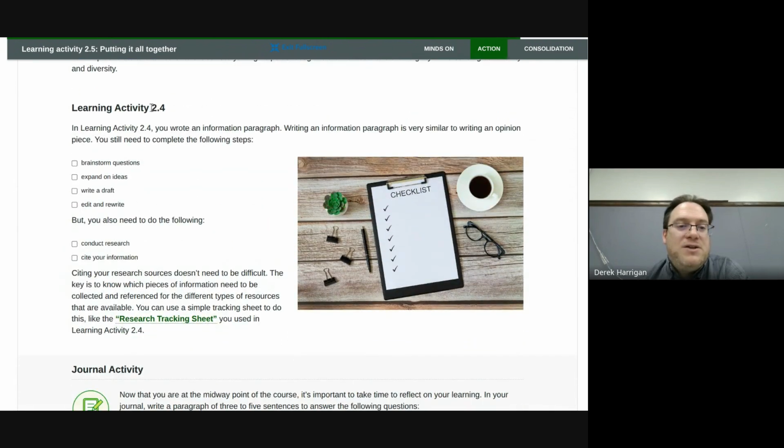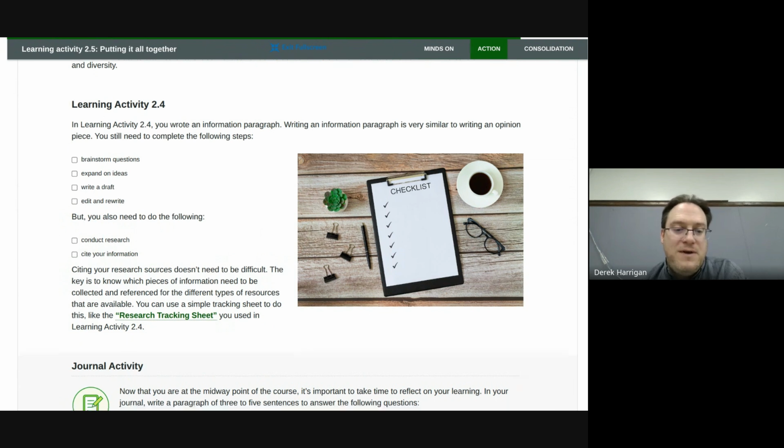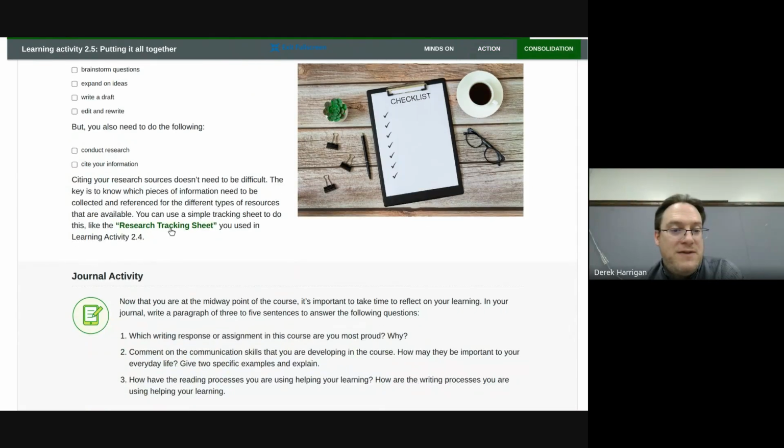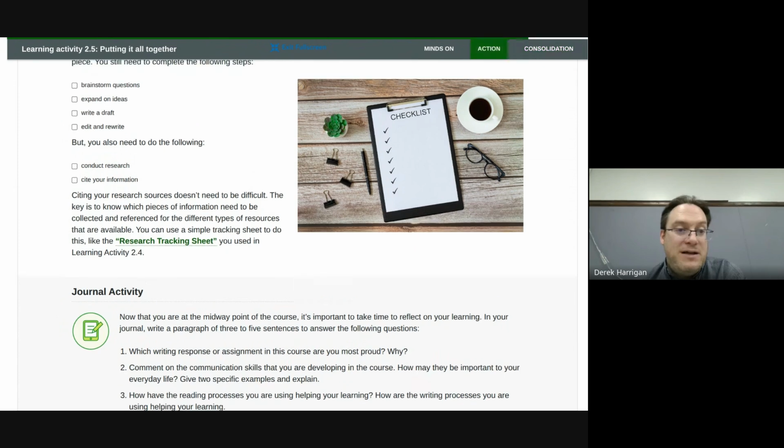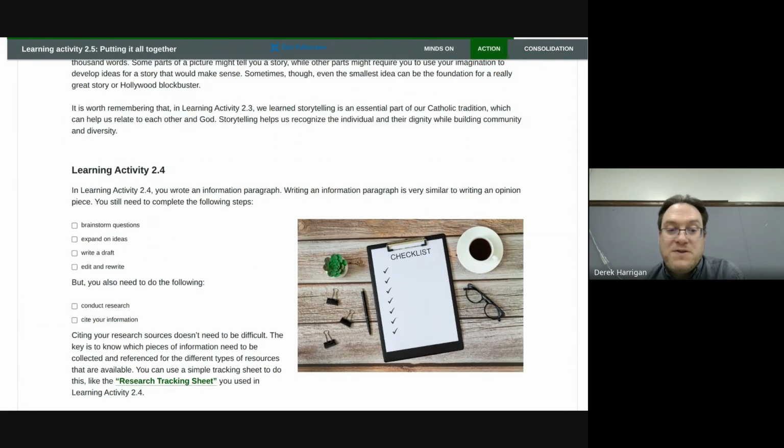In Unit 2, Activity 4, we wrote information paragraphs. So I would expect you to remember what an information paragraph is and how you go through the process of writing one, how you use the writing process. You have a tracker sheet that you can take a look at on how to track and organize your research. Remember, in Unit 2, Activity 4, we focused a lot on how to properly find and cite research.